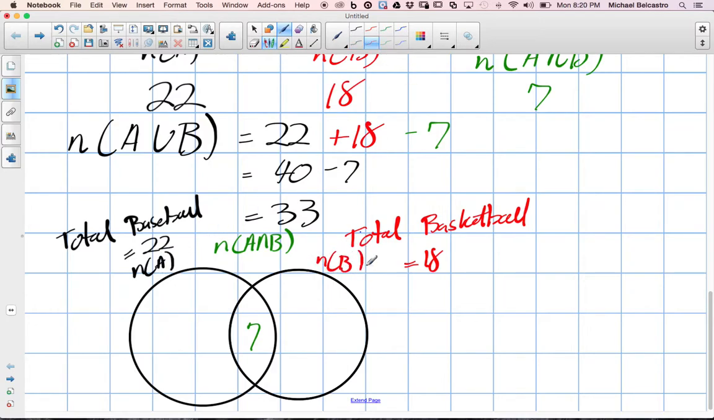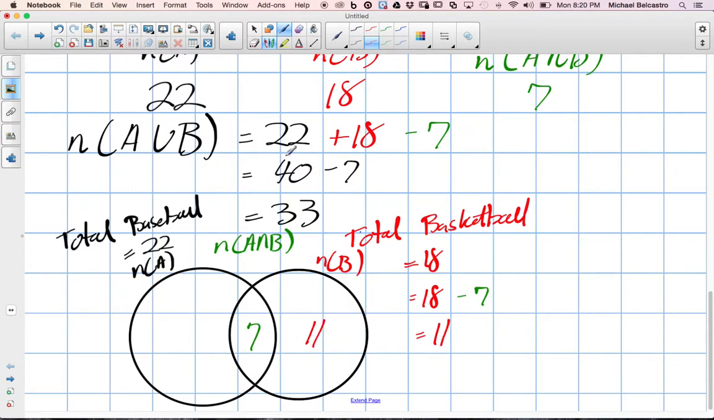Well, in order to figure that out, we have to take the total amount of players. We know there's a total of 18 on the basketball team and 7 play on both teams. So in order to figure out how many just play on the basketball team, it's just strict subtraction, right? We would take our 18 and subtract our 7 players, and that tells you how many just play on the basketball team. That means there are 11 guys just on our basketball team.